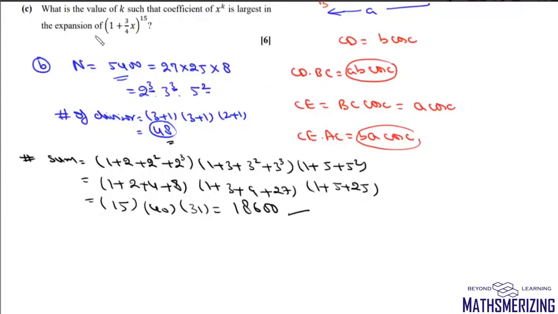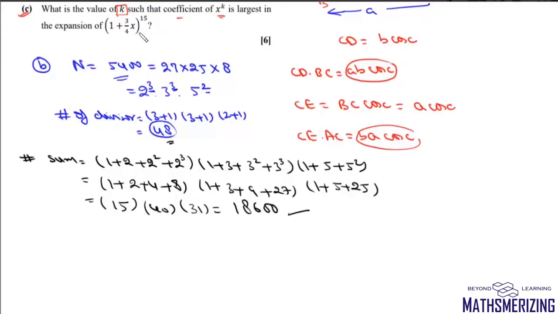Now question number C is, what is the value of k such that coefficient of x to the power k is largest in the expansion of 1 plus 3 by 4x to the power 15. Now here we are not talking about binomial coefficient. We are talking about coefficient of x to the power k, which will include this 3 by 4. So here we'll use shortcut method to find numerically greatest term. We have already discussed numerically greatest term in binomial theorem. So I'll provide the link to that shortcut video in the description below.